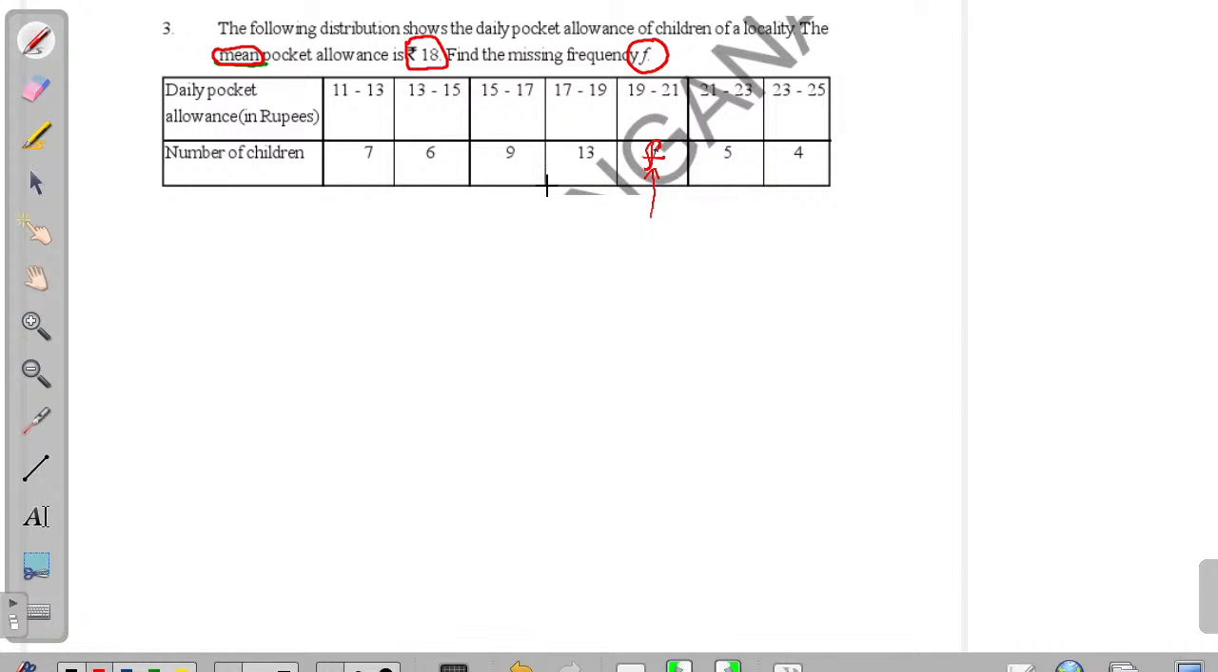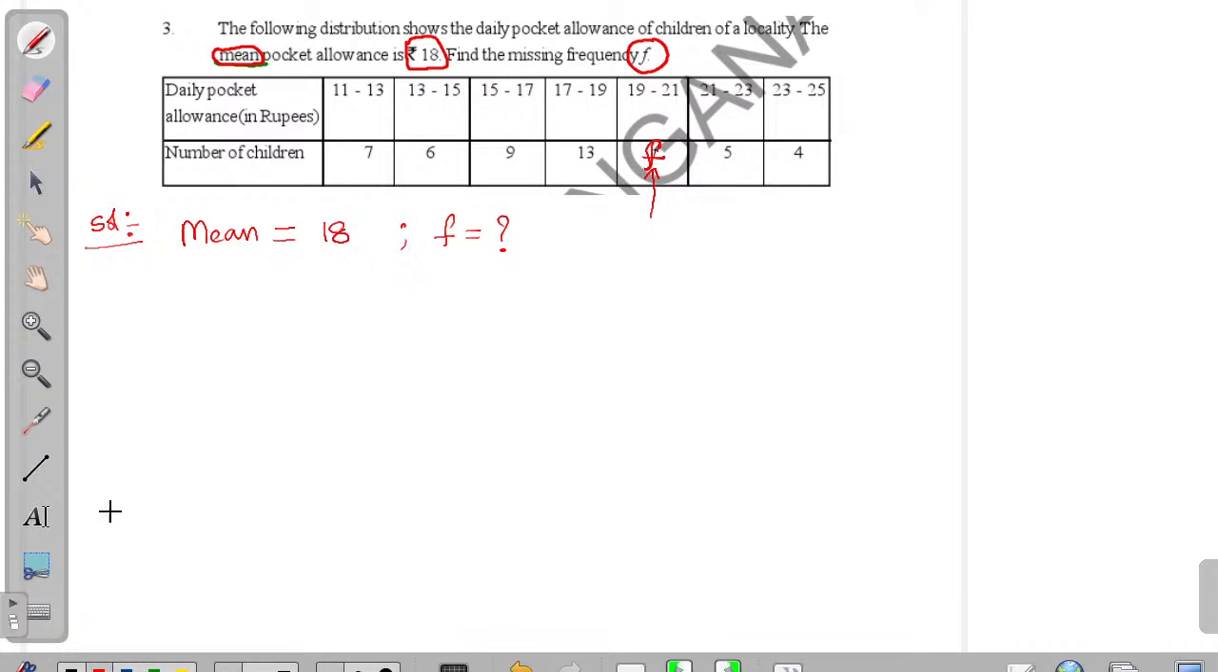We will take the seventh problem also, after this problem. Now for this problem, the following distribution is given and the mean is also given. Mean is equal to how much? 18. Mean is given. You have to find the value of f. We have to find the frequency of the class 19-21.